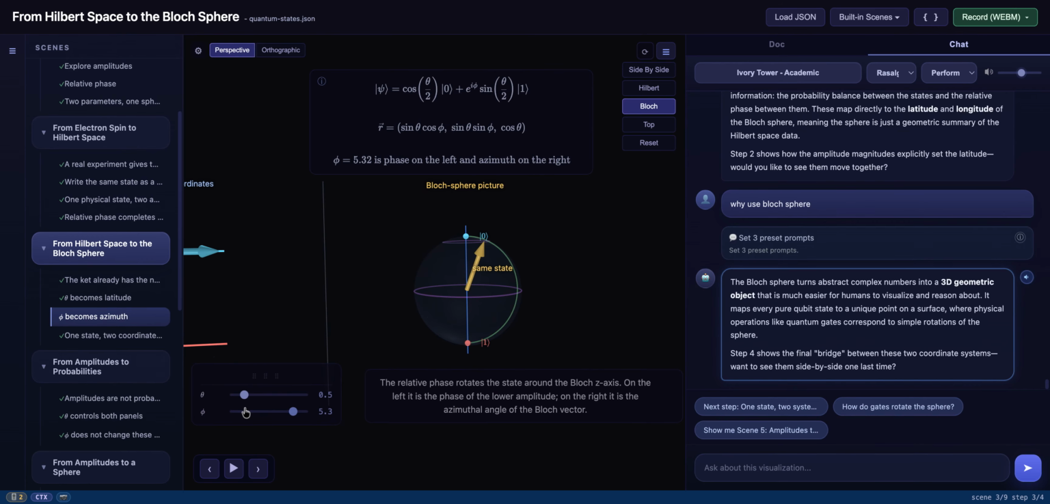Step 4 presents the final bridge between these two coordinate systems. Would you care to observe them juxtaposed one final time?